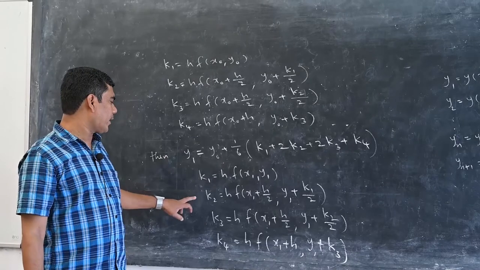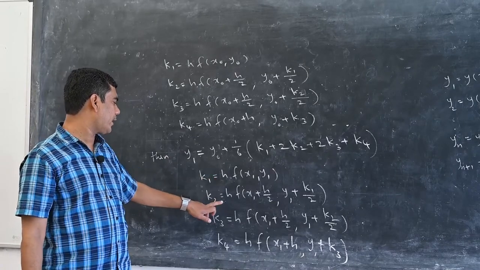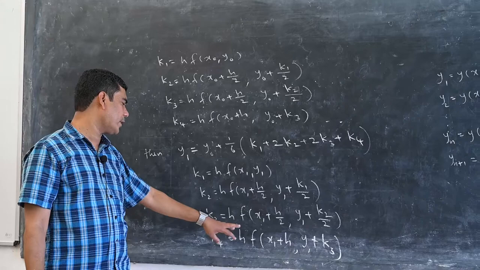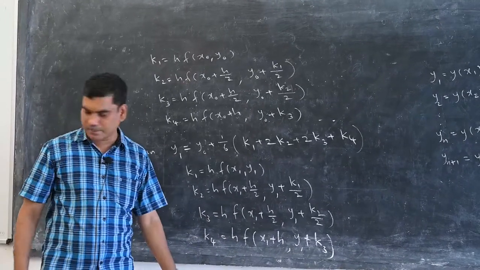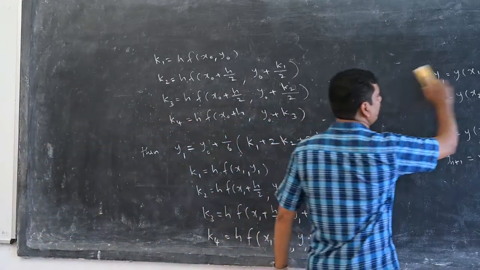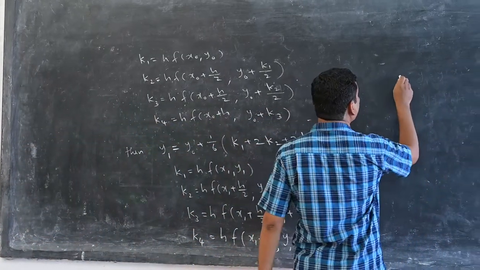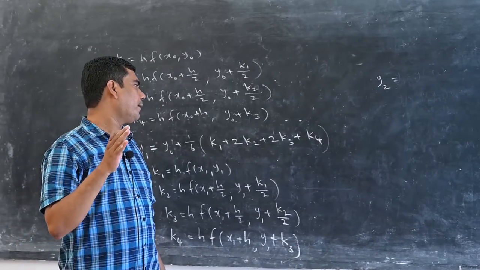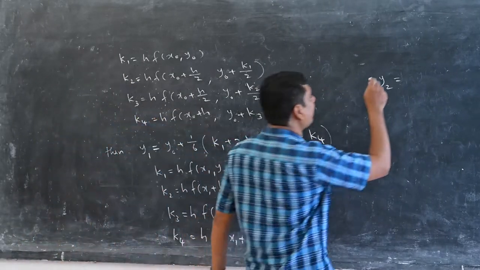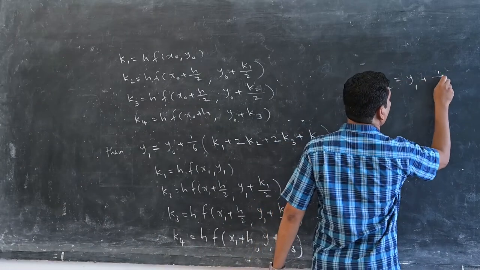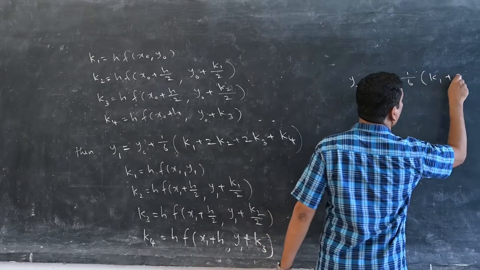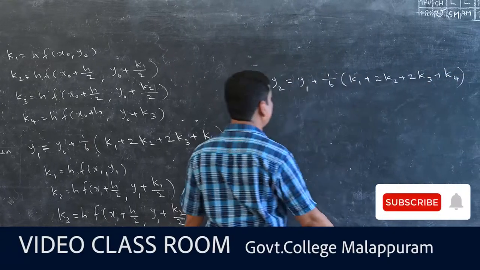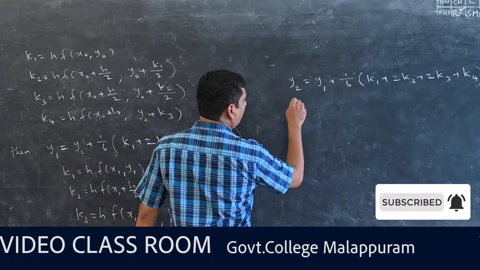So find k1, k2, k3, k4. k1 is h into f of x1 y1. k2 is h into f of x1 plus h by 2, y1 plus k1 by 2. k3 is h into f of x1 plus h by 2, y1 plus k2 by 2. k4 is h into f of x1 plus h, y1 plus k3. Then by Runge-Kutta method, y2, which is y of x2, the approximate value of solution at the point x2 using Runge-Kutta method, is y1 plus 1 by 6 into k1 plus 2k2 plus 2k3 plus k4. Proceeding similarly, and so on.